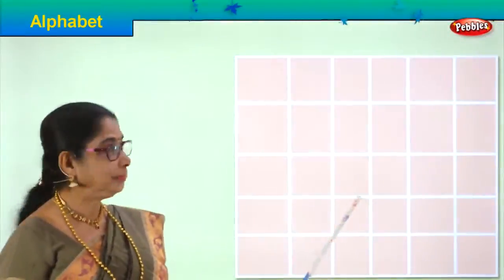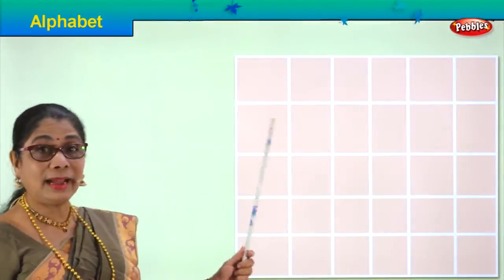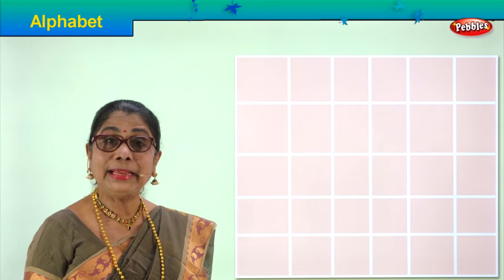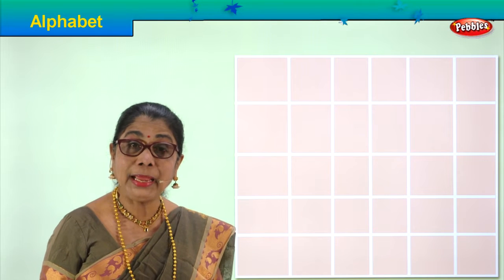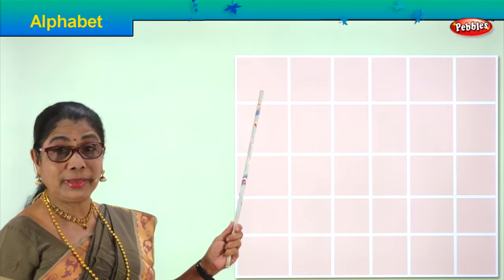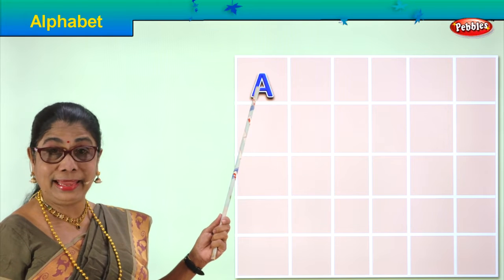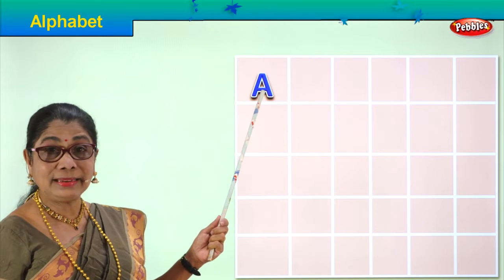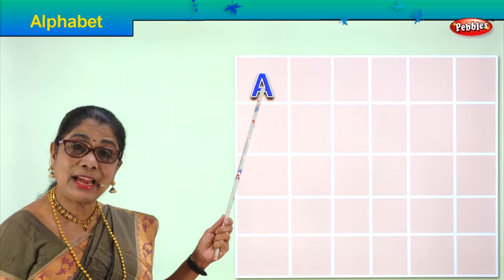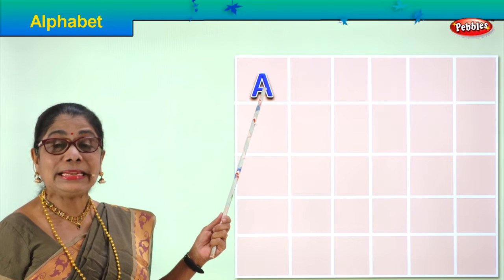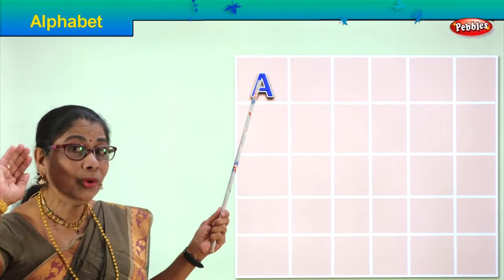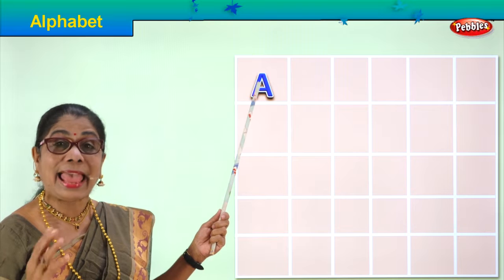Come on, let's look. See what you have here? Look, what's going to come up is going to be big letters. There are 26 letters in English. Yes? So the first alphabet that will come up here is letter A. What is this letter A? Can you tell me the sound? I'll tell you. The letter A, the sound of letter A is A.